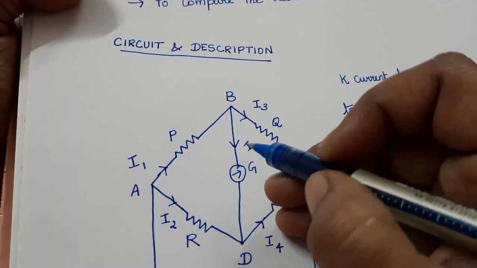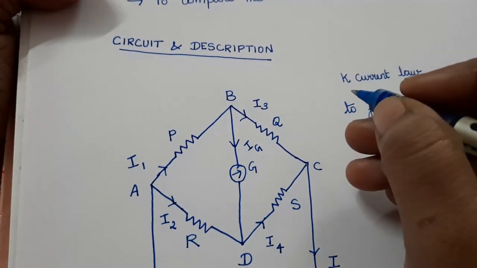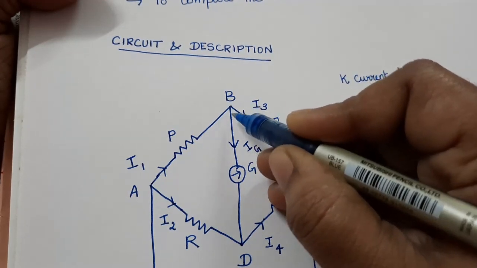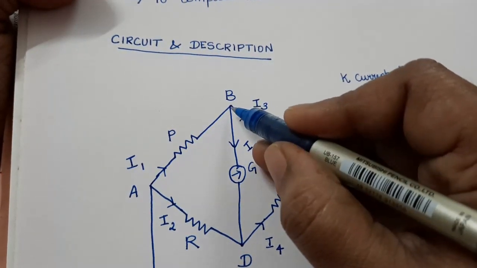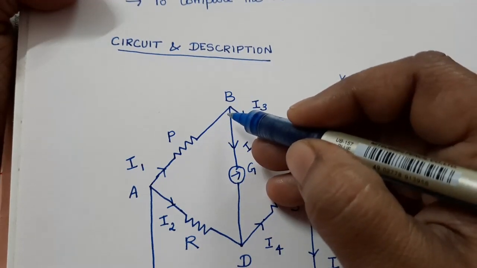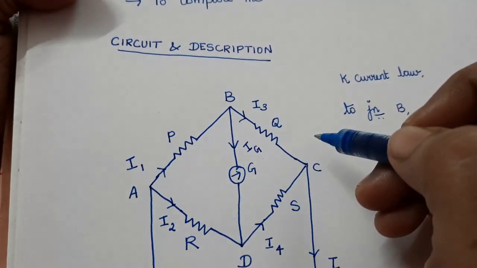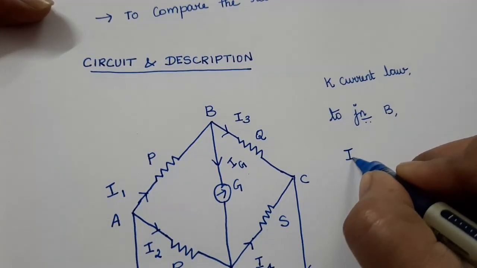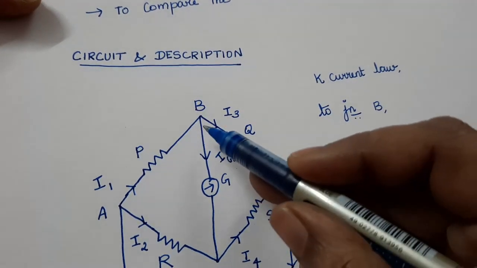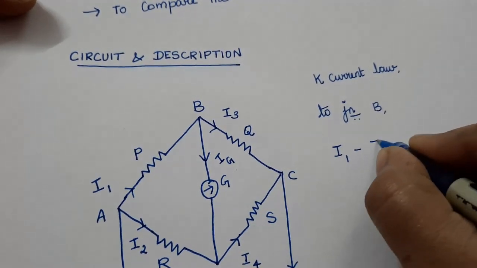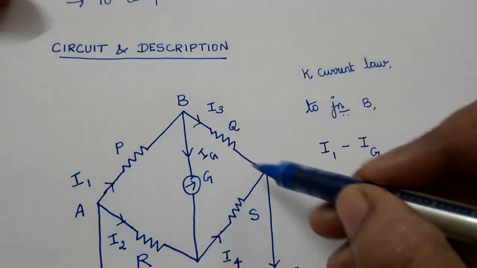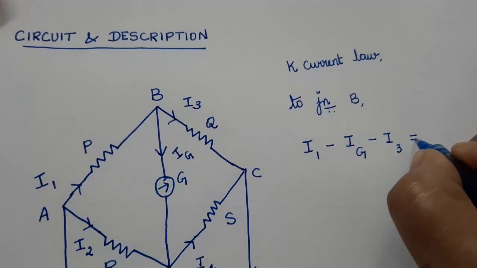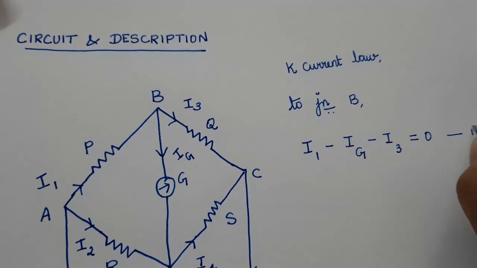What is Kirchhoff's current law? The sum of the currents meeting at a junction is equal to 0. So the total current meeting at the junction B will be equal to 0, and the current which is approaching will have a positive sign, and the current which is leaving the junction will have a negative sign. At junction B, the I1 current is approaching, so it is I1, the current Ig is leaving, so it is minus Ig, and the current I3 is also leaving, so it is minus I3. This is equal to 0. Let me take it as equation number 1.